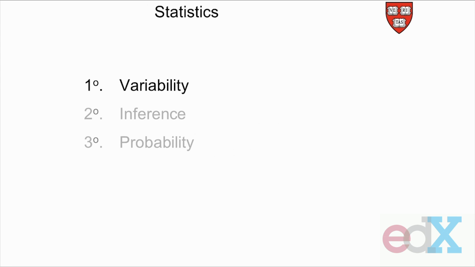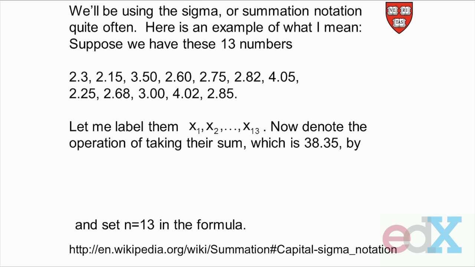So we mentioned that the three tenets of statistics are variability, inference, and probability. And now we want to look at one of the things we can do to see if we can get some information even within variability. So we'll be using the sigma or summation notation, and here is an example of what I mean by that.